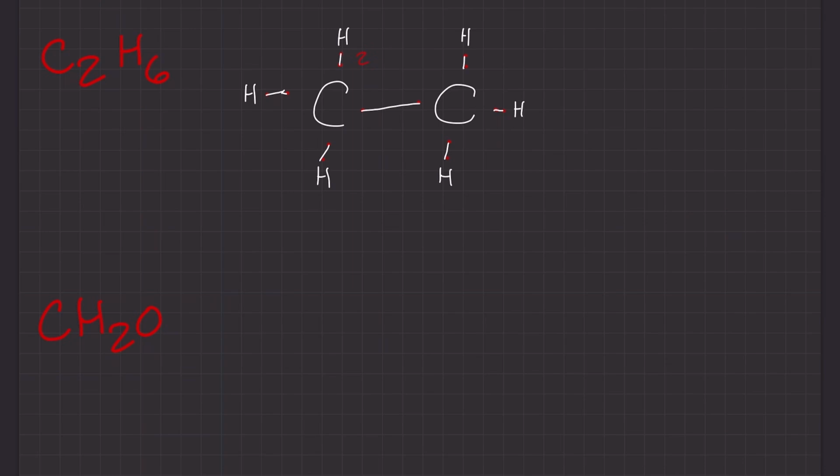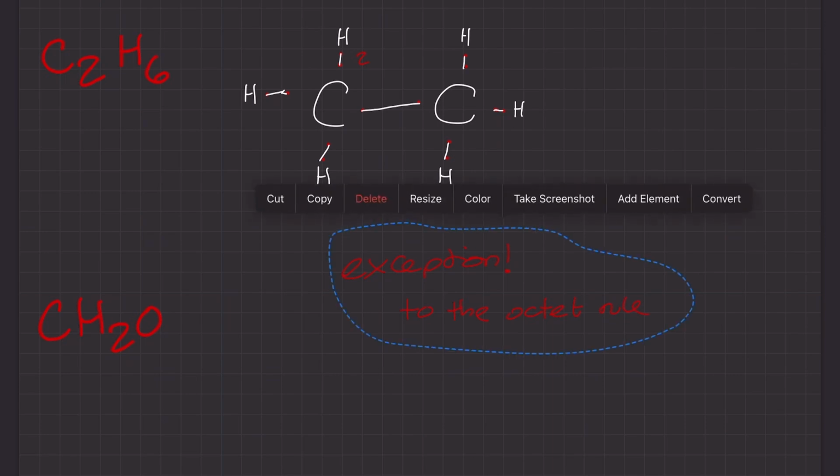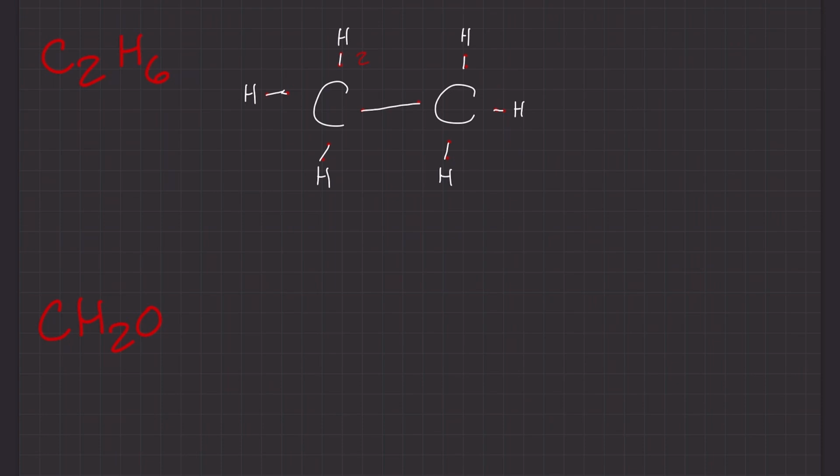Okay, so 2, 4, 6, 8. Bingo! That's for carbon 1. And then we have here 2, 4, 6, 8 for carbon 2. And every single hydrogen has 2 electrons as well. So here we have a completely well-drawn Lewis structure.